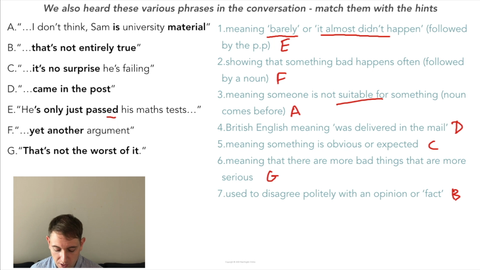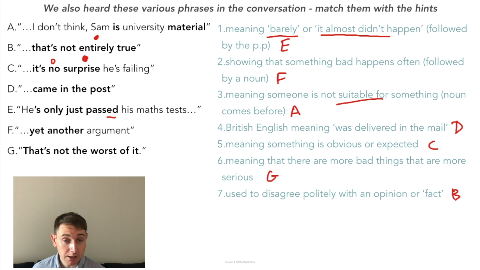All right, so super quickly, let's go through a few of these phrases for their pronunciation. So I think we'll do B here. That's not entirely true. Again, that's not entirely true. So we put a stress on the I sound in entirely. That's not entirely true. See, it's no surprise. It's no surprise he's failing.